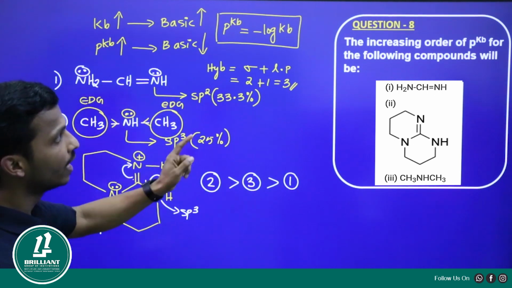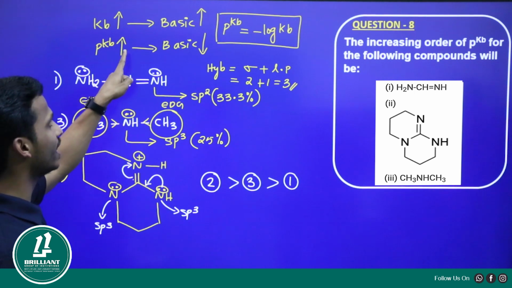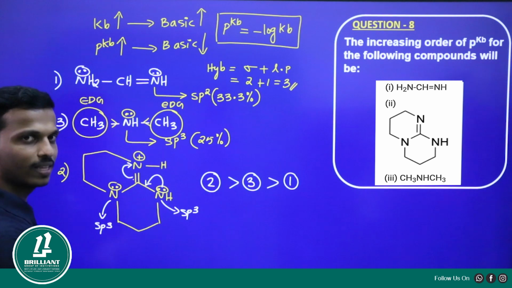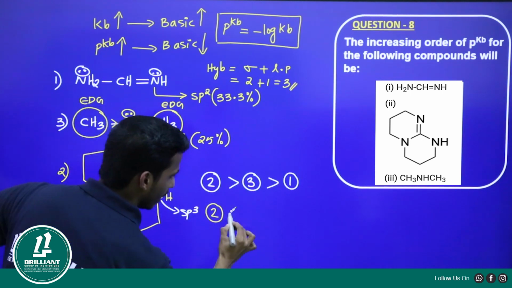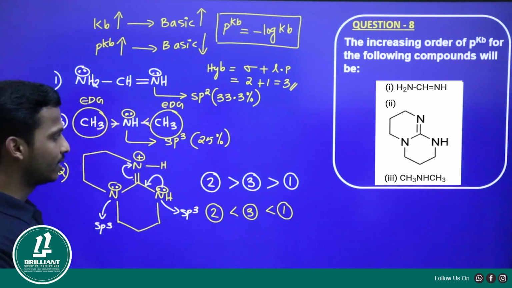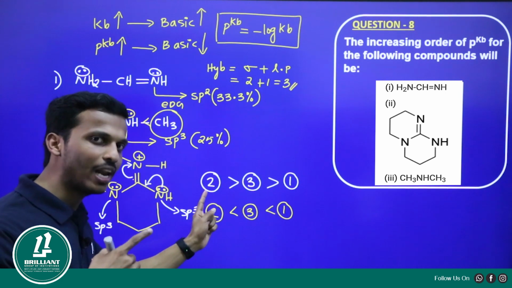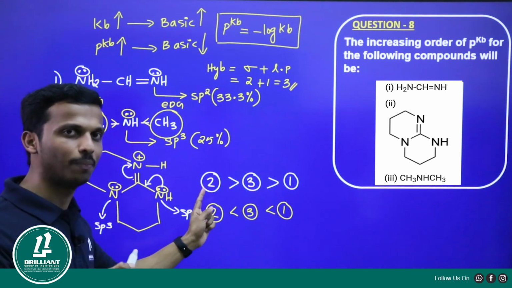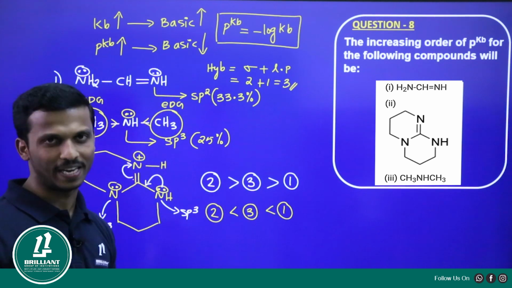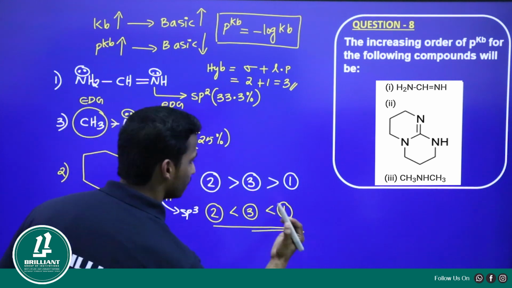But the question asks for the increasing order of pKb. You know, as the pKb value increases, the basic character decreases. So just the opposite will be the order, right? 2 less than 3 less than 1. See, 2 is the greater basic one, so its Kb value will be higher and its pKb value will be lesser, right? So this will be the increasing order of pKb. So for question number 8, this will be the answer.